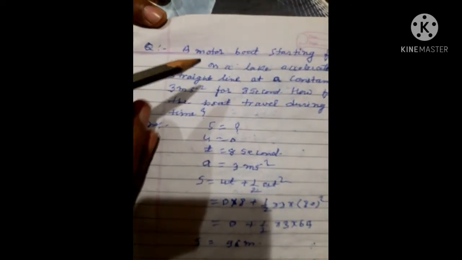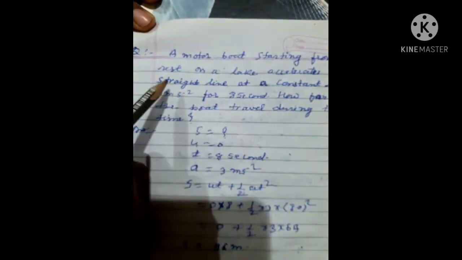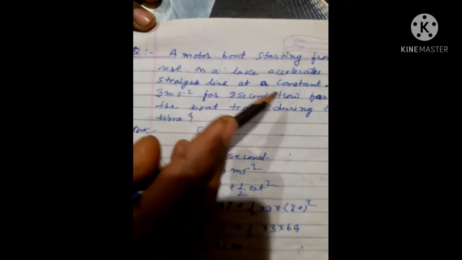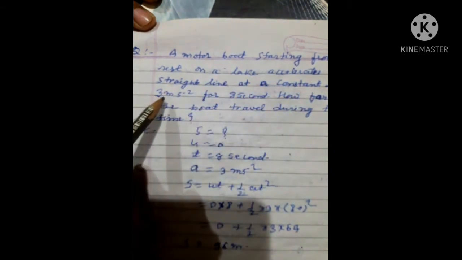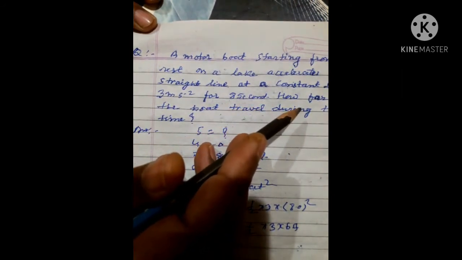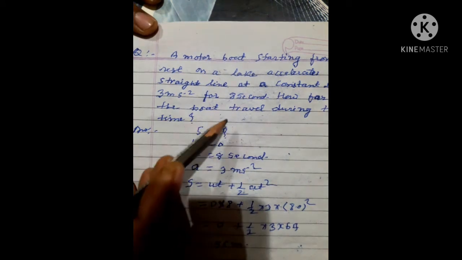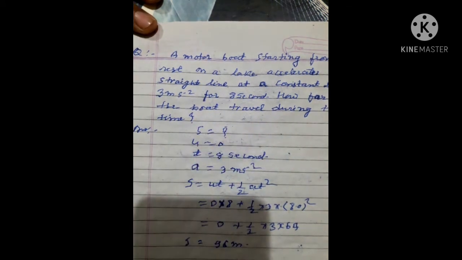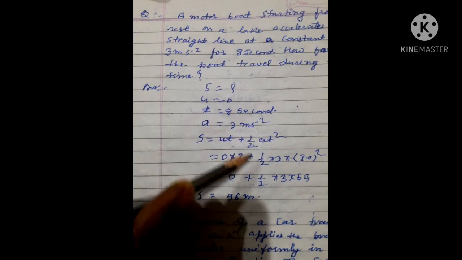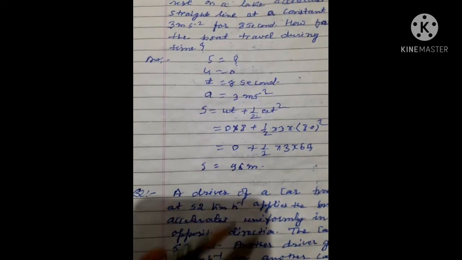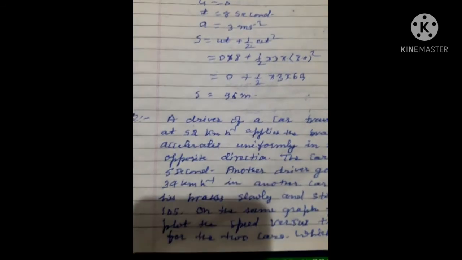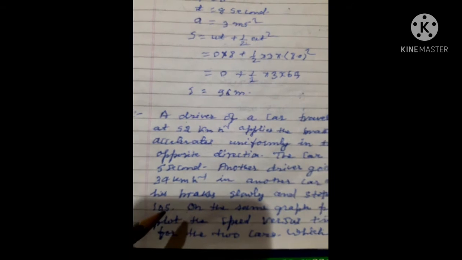A motorboat starting from rest on a lake accelerates in a straight line at a constant rate of 3 meter per second square for 8 seconds. How far does the boat travel during this time? Use the equation of motion s is equal to ut plus half at square and you are able to get the answer. That is 96 meter.